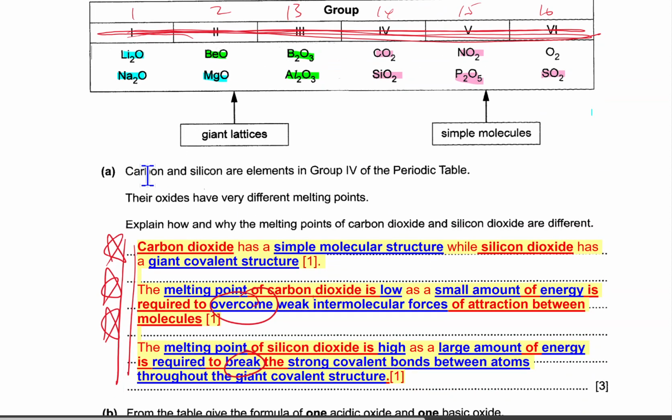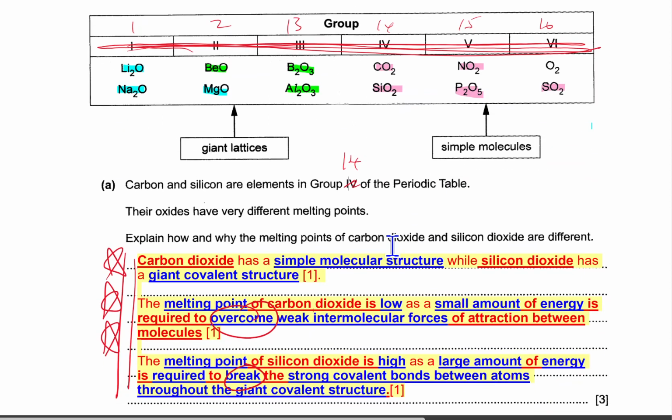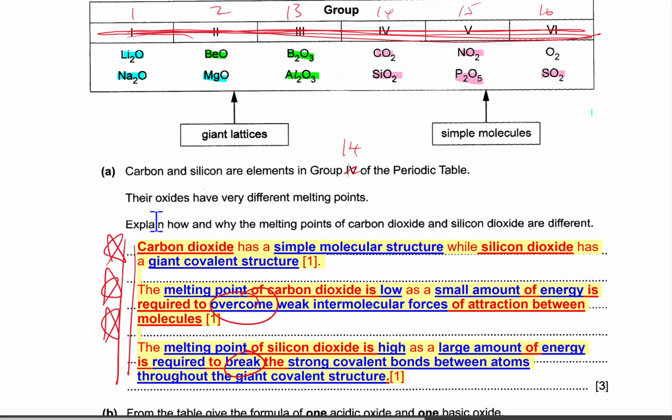First question. Carbon and silicon are elements in group 14 of the periodic table. The oxides have very different melting points. So they are both in group 14, yet somehow the melting points are very different. This is quite a standard question in the chapter on chemical bonding that you need to study. Explain how and why the melting points of carbon dioxide and silicon dioxide are so different.